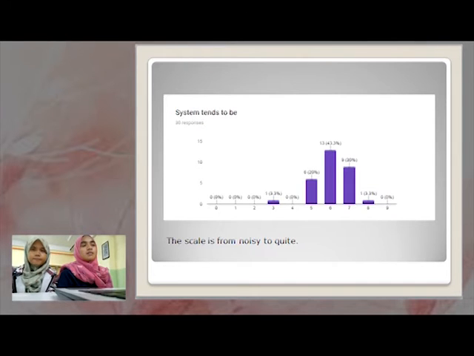And this is about the system noise. The scale is from noisy to quiet. Mostly chose scale 6. So the system is not so quiet, but not too noisy. The system is reliable for them to use. And one person said the system is noisy.